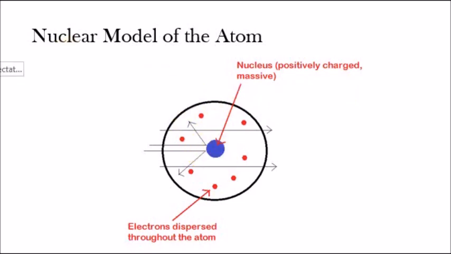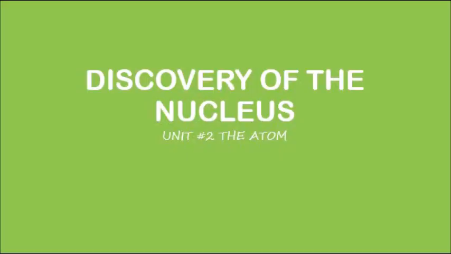And this is a revised model of the atom, and this is also not entirely true. He got the nucleus right, but the electrons aren't just dispersed through the atom like this. There's actually more to it than that. We're going to be talking about that in later lessons. But that's all you have to know right now. The discovery of the nucleus is as simple as that.